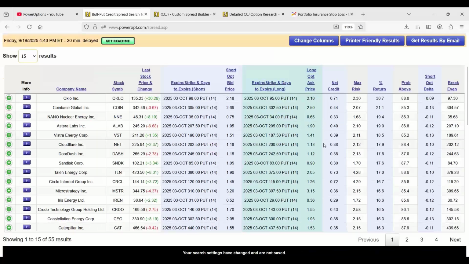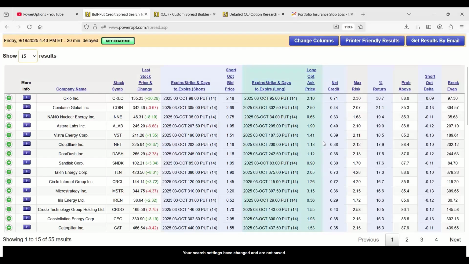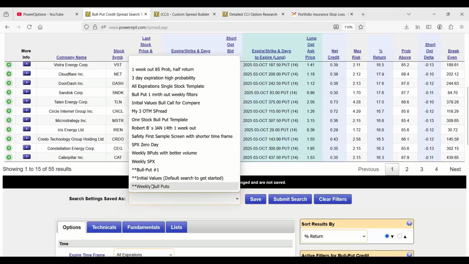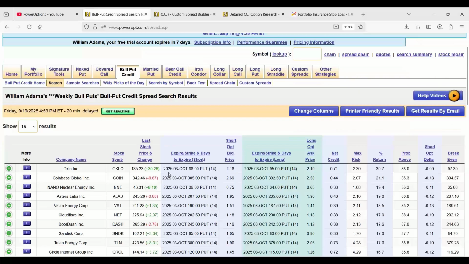I'm sorry. When did that change? What did I change and why did that change? CCJ dropped out. Let's go back to the default search here. Maybe there was an extra run that just came through. That's a possibility too if the bid-ask spreads changed, but I don't think they did. There we go. All right.